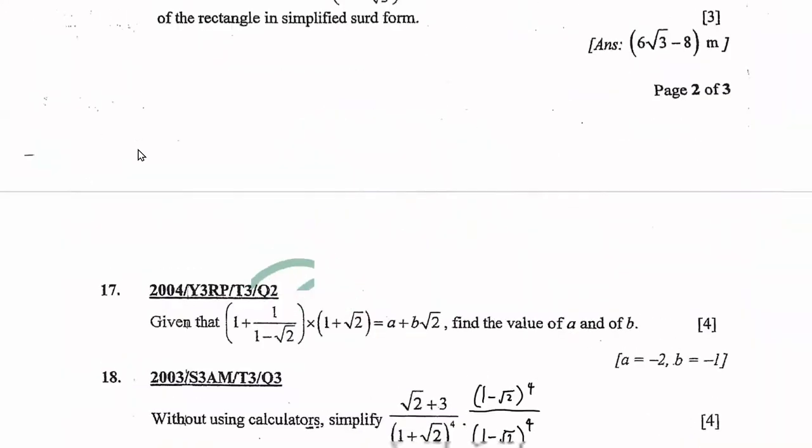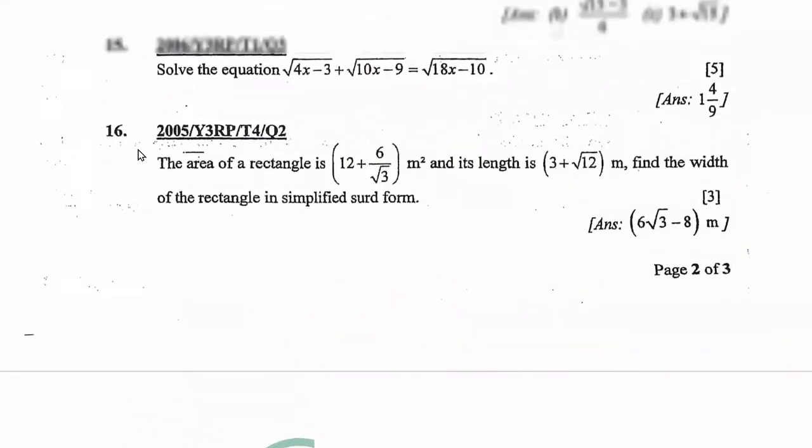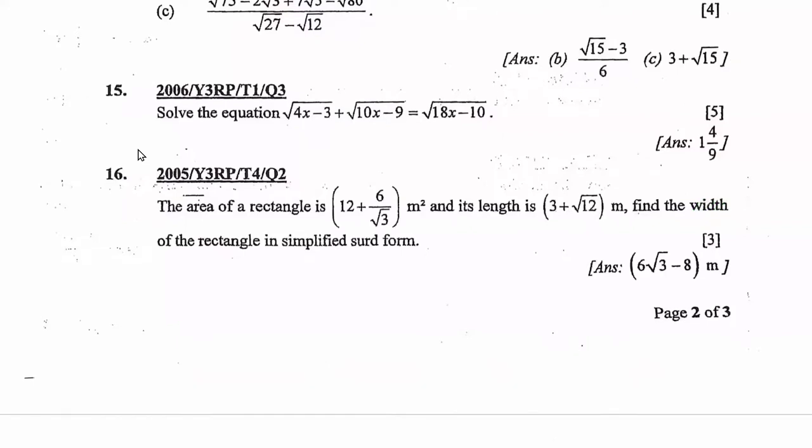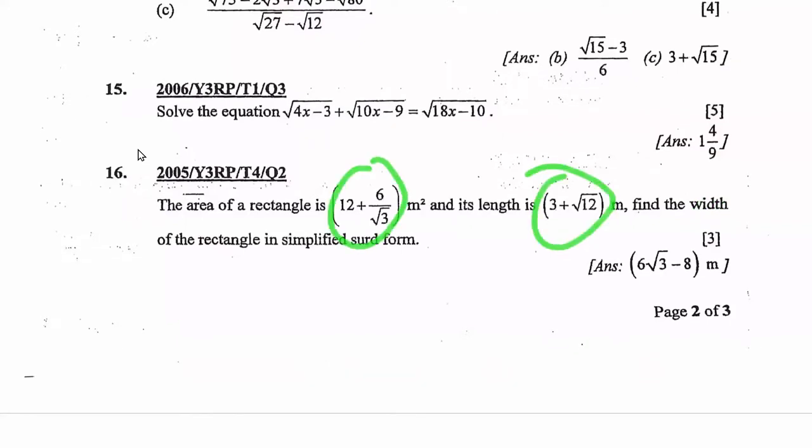Let me see other hints for you. Area of a rectangle, they give you. Length, they give you. Then you want to find the width. Of course, you just have to divide, right? Area divided by length gives you width. So this divided by that.